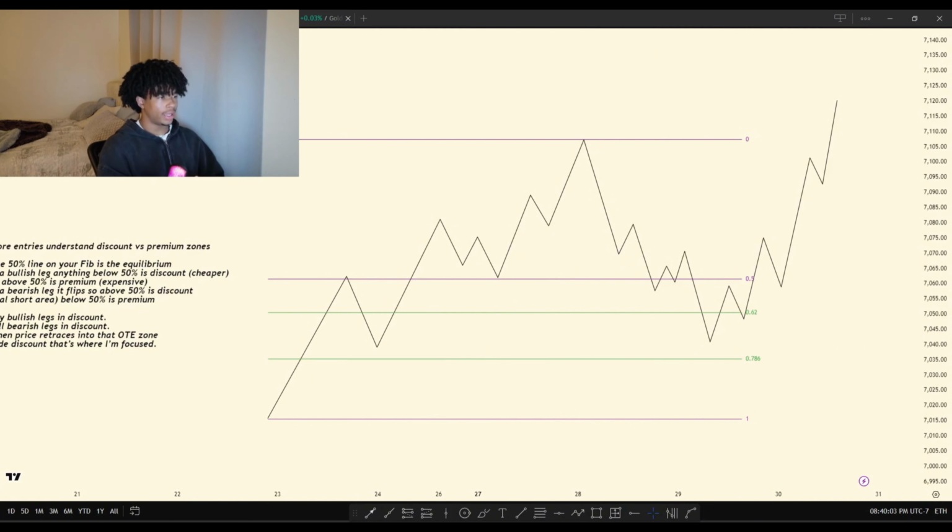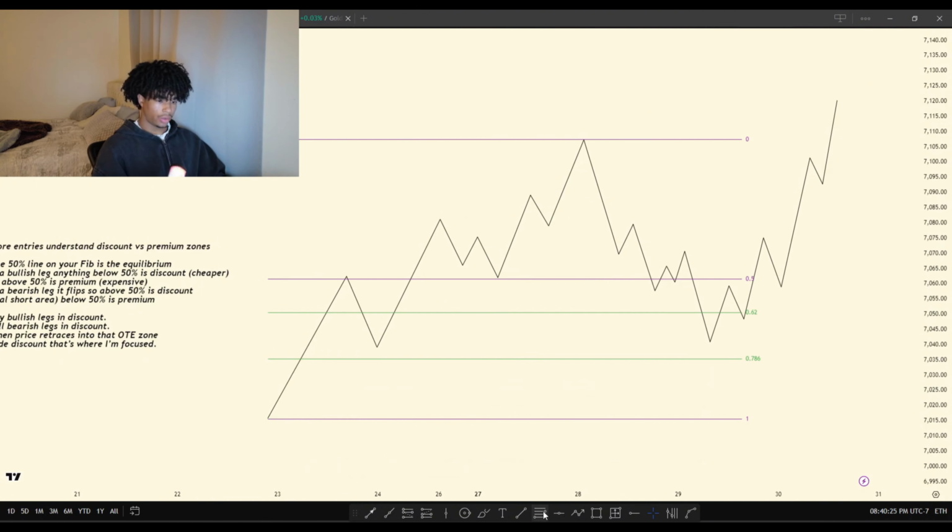Now, before we get into live examples, OTE of whatever range is a concept you're going to see on large scales and intra scales. I will show you that on the live chart, but of course this isn't the live chart, but you're going to see price retrace to discount of miniature legs, intra legs like this.